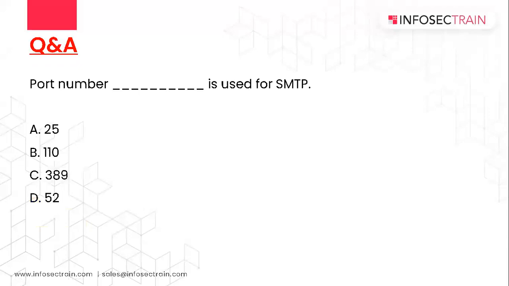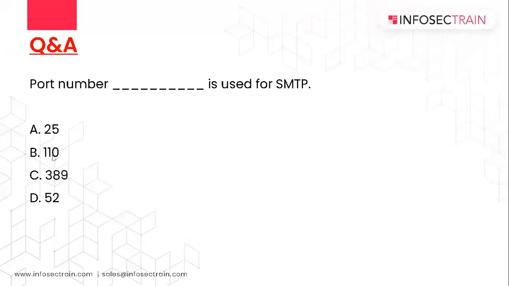Then what about this one? Okay, so over here we are having SMTP, right? SMTP is going to use port number 25. It is the Simple Mail Transfer Protocol, which we use for sending emails between our servers.